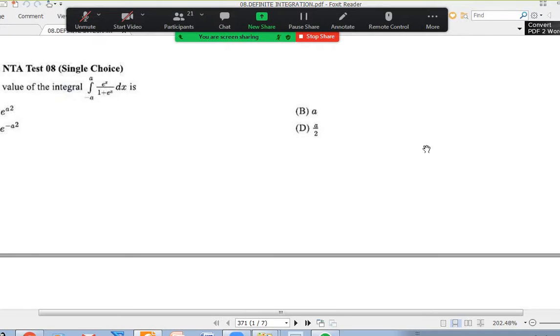All right, I'm erasing this. Okay, eighth question. Integral from minus a to a of e power x by 1 plus e power x dx.